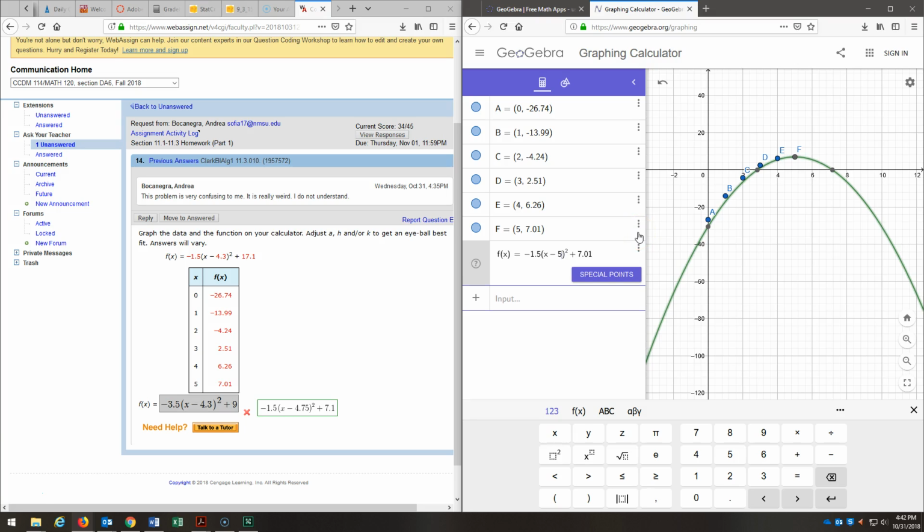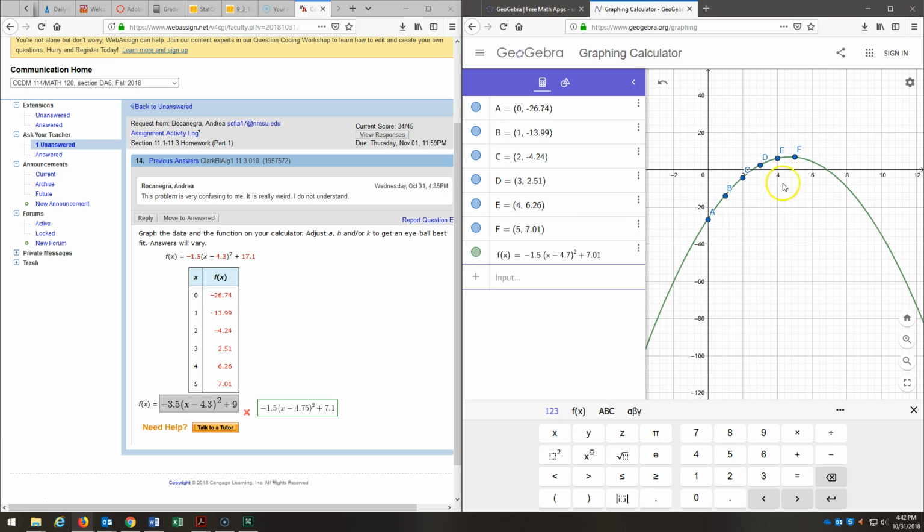You notice they came up with 4.75, so I might go back to something like 4.5 or 4.7, something like that. There we get pretty darn close. We're still a little bit off, we're not quite through the center of A, so maybe adjust it back the other way. You can just go back and forth left and right until you get this pretty good. And then the 7.01 actually looks pretty accurate.